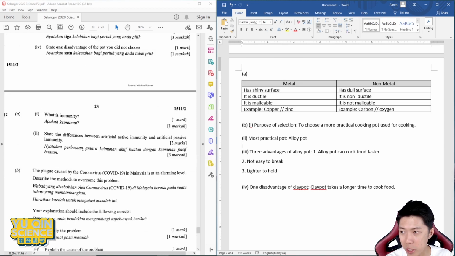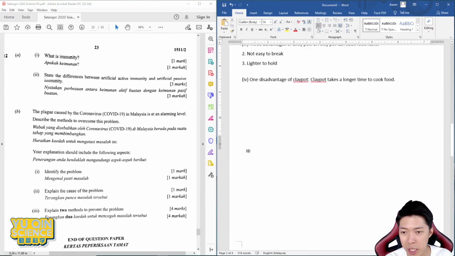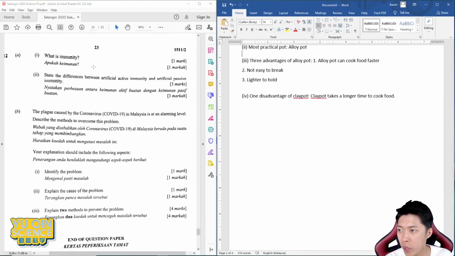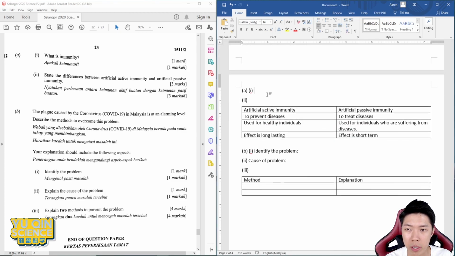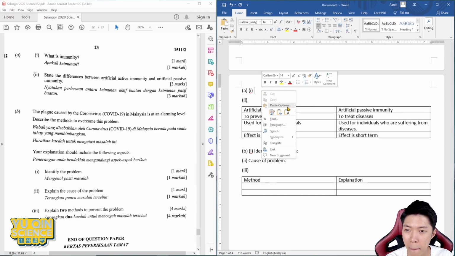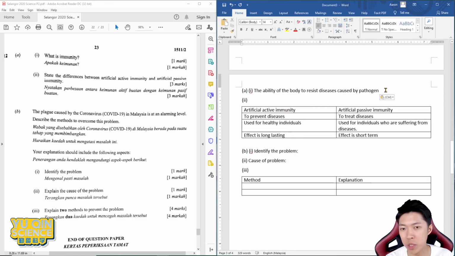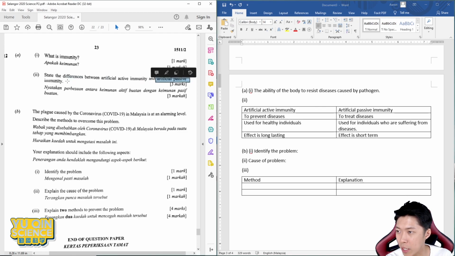Okay? Last question, everybody. Question 12. Immunity. What is immunity? This one you have to memorize the definition. Immunity is the ability of your body to fight against pathogens or to resist diseases caused by pathogens. Definition. Okay. Number 2, state the difference between artificial active and artificial passive.